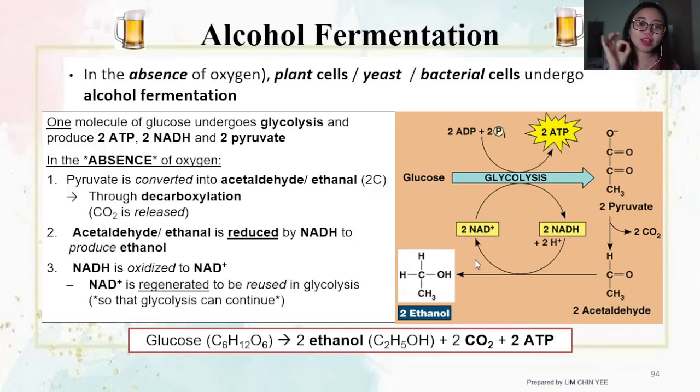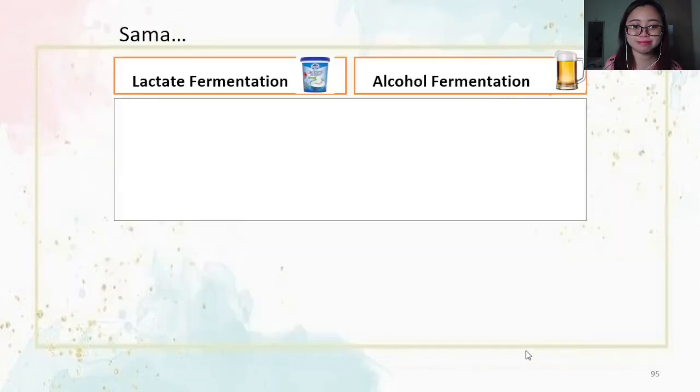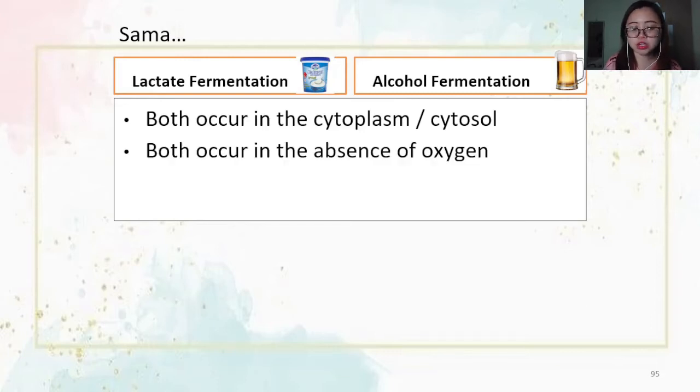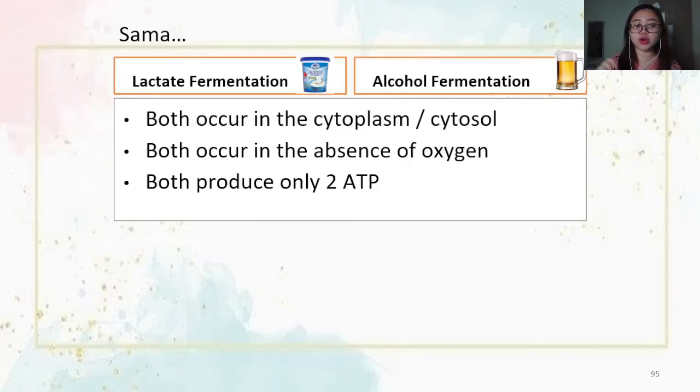Dan jangan lupa, kalau kamu mau buat equation, if you want to do an equation, you do like this. Glucose becomes 2 molecules of ethanol plus 2 molecules of carbon dioxide plus 2 molecules of ATP. So there are some similarities when we compare between lactate fermentation and alcohol fermentation. The first similarity is that both would occur in the cytoplasm or the cytosol only, and both occur in the absence of oxygen. And both of them will only produce 2 molecules of ATP for 1 molecule of glucose.